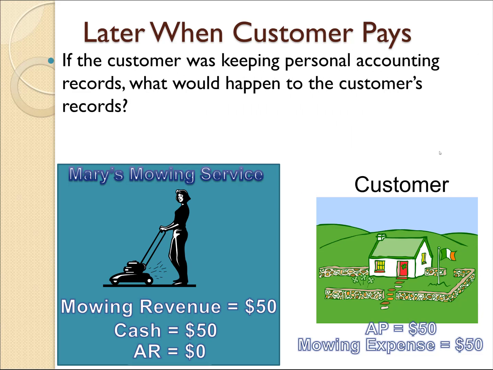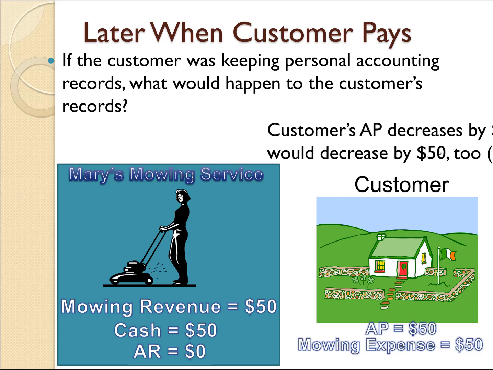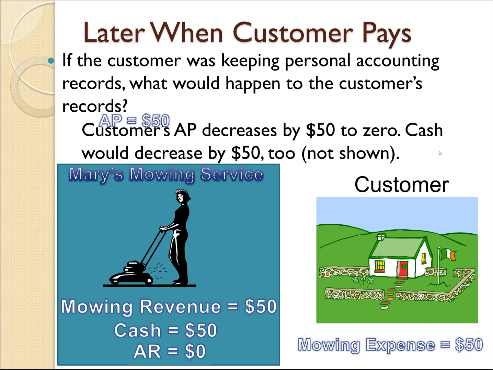If the customer was keeping personal accounting records, what would happen to the customer's records? Well, let's start with accounts payable. What happens to the customer's accounts payable? The customer no longer owes that, so they would have to get rid of the accounts payable. And of course, they would be paying cash, so their cash would decrease by $50. We didn't have room to show the cash.